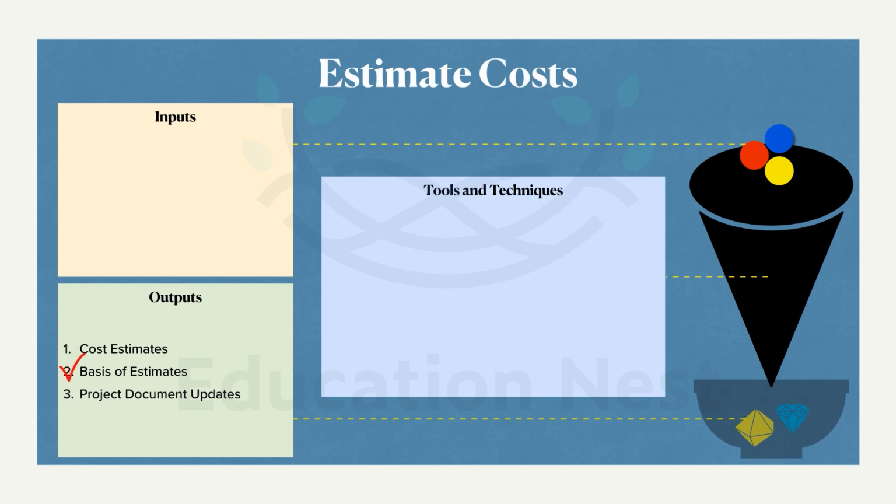And basis of estimates, it focuses on assumptions. All the assumptions are gathered, all the constraints are mentioned. And what if something goes wrong, right? So how did we assume that this particular process, let's say information technology, in the cost estimate, why did we estimate it to that level, right? So everything has to be reasoned here in basis of estimates.